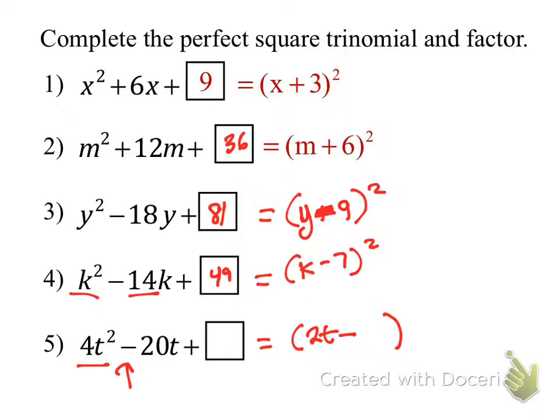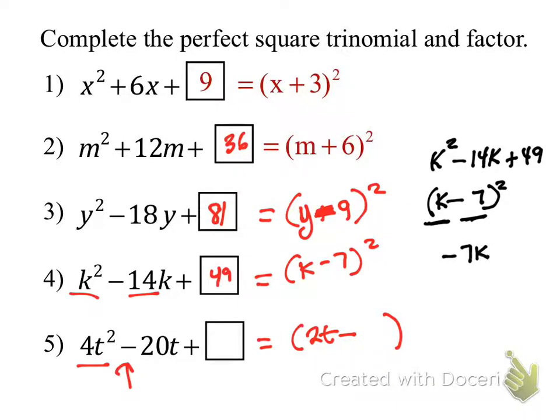Let's look at this. K squared minus 14k plus 49. We said the root of that is a k. We said the root of that is a 7. It's a minus and it's squared. Now notice how I get that middle term. Remember this? Multiply k times negative 7 and what do we get? Negative 7k. And double it? Negative 14k. Do you remember that?